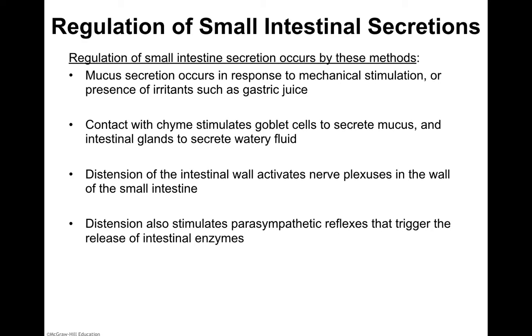Regulation of small intestine secretion occurs by mucus secretion in response to mechanical stimulation or irritants such as gastric juice, which is quite acidic. Contact with chyme will stimulate the goblet cells to secrete mucus and intestinal glands to secrete their watery fluid. Distension of the intestinal wall will activate nerve plexuses in the wall of the small intestine. Distension also stimulates parasympathetic reflexes, triggering the release of intestinal enzymes.